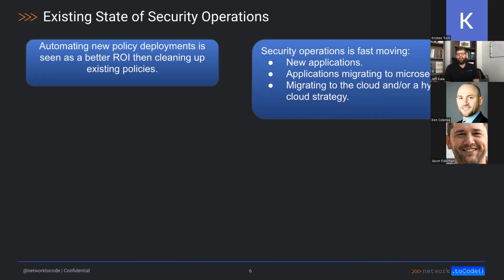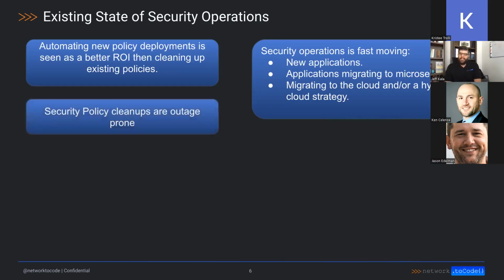Things like new application deployment, speed of application delivery, applications migrating their infrastructure from maybe an all-in-one to a microservices technology. There are cloud migration strategies, whether you're going to hybrid cloud or on-prem cloud. And as I mentioned previously, even the speed of deployment of new applications is getting quicker and quicker as we move on.